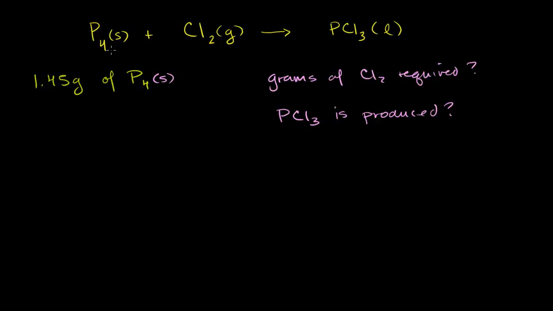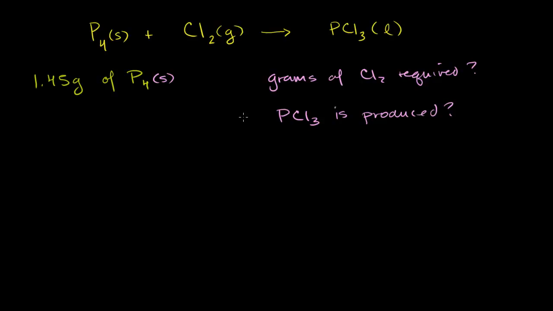We know that solid phosphorus will react with chlorine gas spontaneously to produce liquid phosphorus trichloride. And we're told that we have 1.45 grams of solid molecular phosphorus, and we're asked how many grams of chlorine is required to essentially use up all of the phosphorus that we have, and how many grams of phosphorus trichloride is going to be produced.